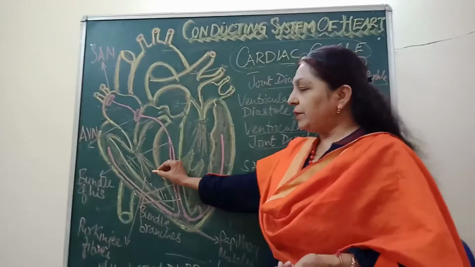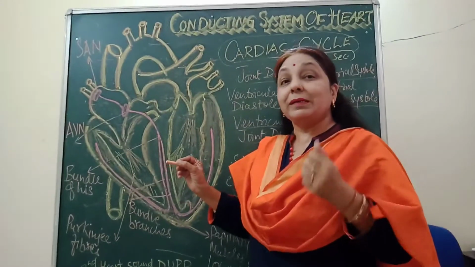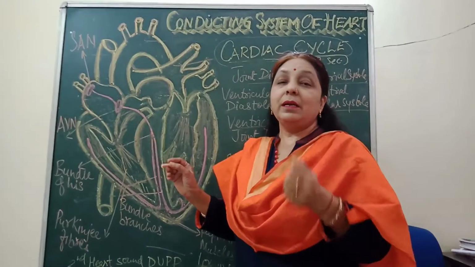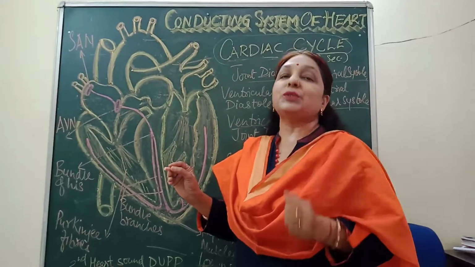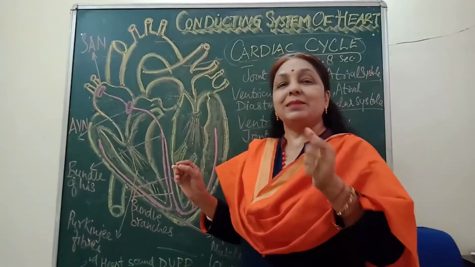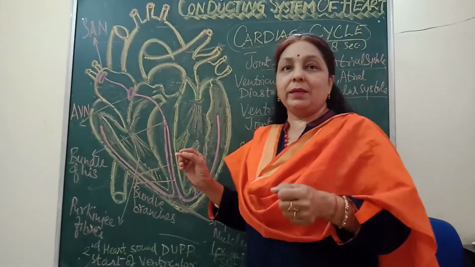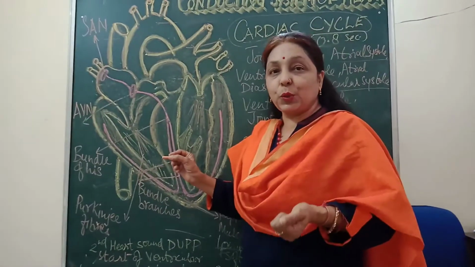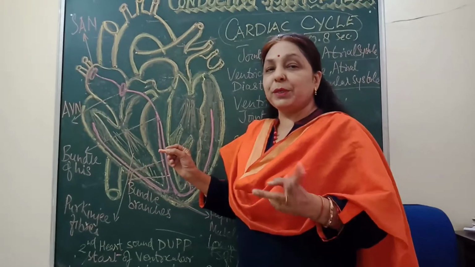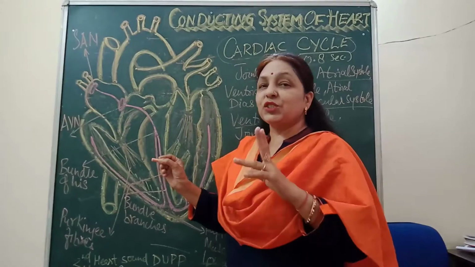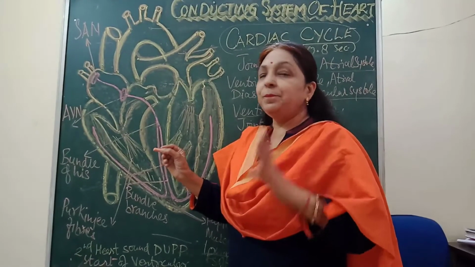Now what happens? Ventricular diastole means what? Relaxing. You have to understand very well the meaning of systolic and diastolic. Systolic means contracting and diastolic means relaxing. Recalling you again and again. So at the start of the ventricular diastole, the second heart sound is produced, called dub, and this is due to the sharp closure of the semilunar valves.